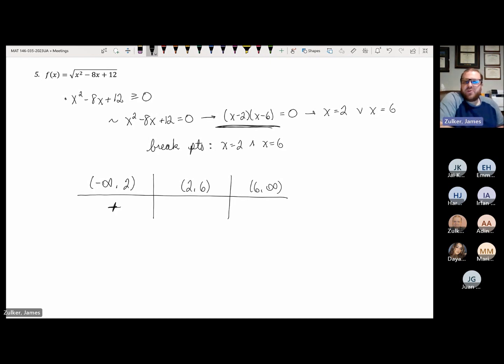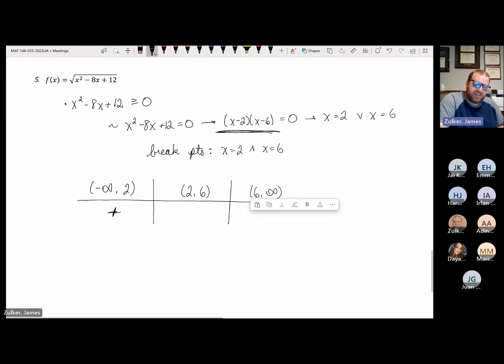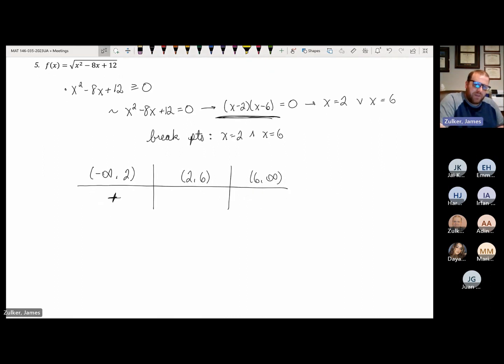Pick any value between 2 and 6. 3. 3 minus 2 is positive. 3 minus 6 is negative. Positive times negative is negative. And then pick any value 6 to infinity. 10. 10 minus 2 is positive. 10 minus 6 is positive. Positive times positive is positive.